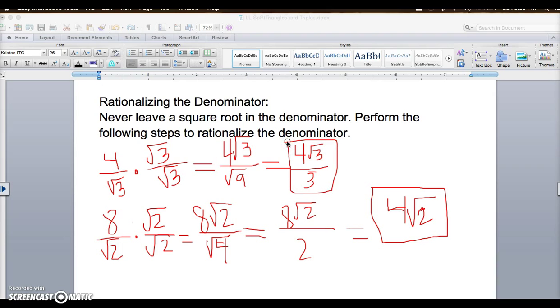If you leave your answers in this form, it will be wrong, and I'm going to mark it wrong. You have to learn to rationalize the denominator. This is a simple process. You do not need to have an answer with a radical in the denominator.